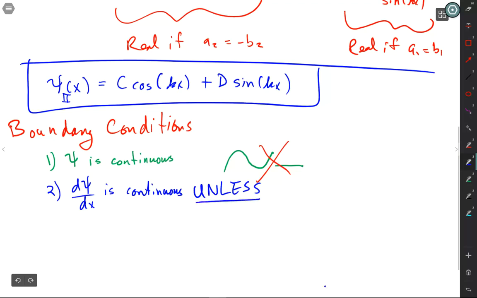And later on, we will justify this unless. Right now, I'm giving it to you as a rule. And then later, we will actually show using the Schrodinger equation why it's a rule and why there is the unless. So d psi dx is continuous unless v goes to infinity at the boundary. So you know what? In this case, we're the unless. Most cases, real cases don't have this.